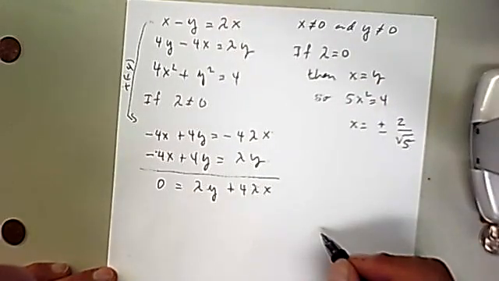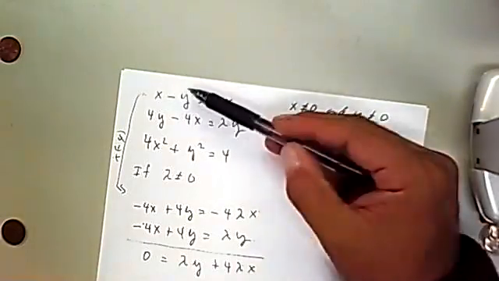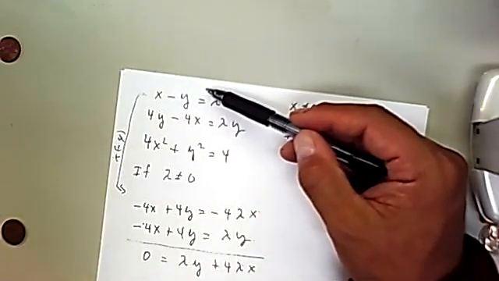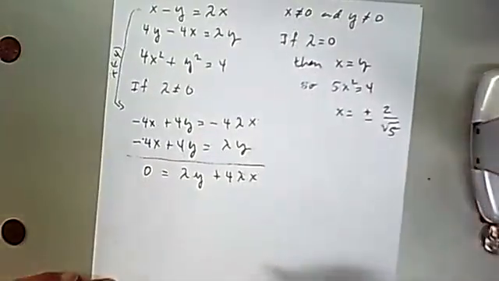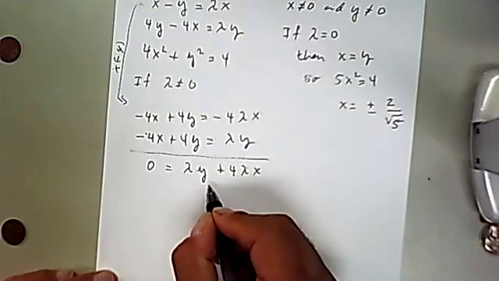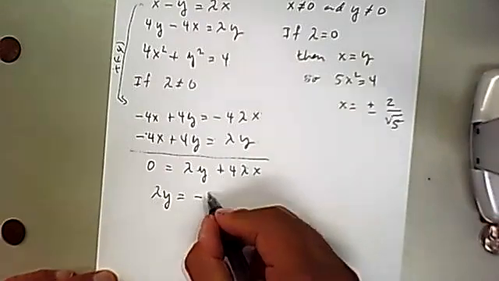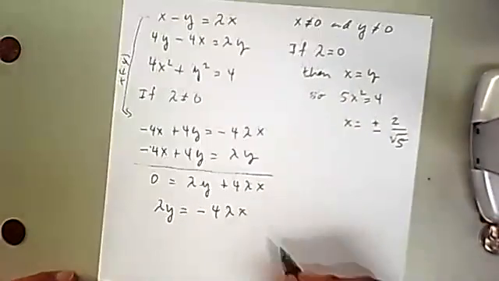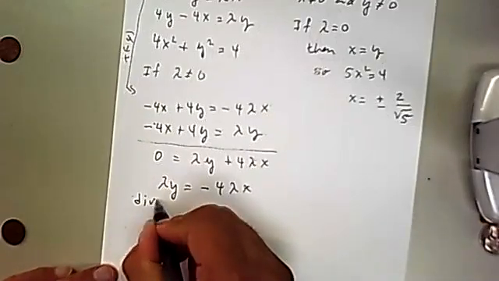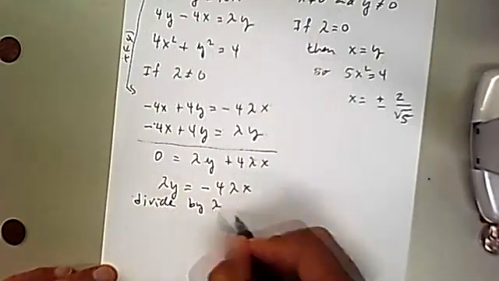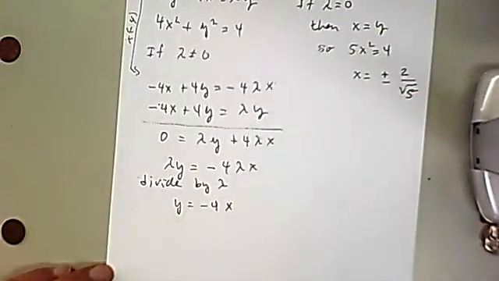Let me double check to make sure I didn't mess this up. If we were to add it, yeah, I think that we're good. So lambda y is equal to negative 4 lambda x. Divide by lambda. So y equals negative 4x.